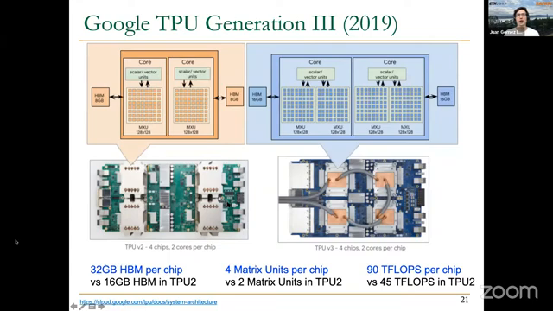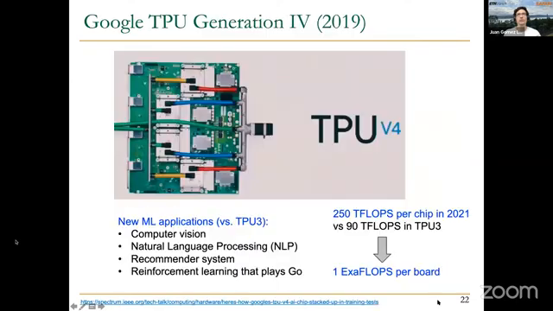The third generation increases the number of matrix units, of systolic arrays, from 2 to 4 per chip. This here on the left is the version 2. This one on the right is the version 3. Again, they are doubling the teraflops per chip as well. And in the fourth generation, an even higher jump from 90 teraflops to 250 teraflops per chip in 2021. The goal is supporting new ML applications, such as computer vision, natural language processing, recommender systems, reinforcement learning, etc.